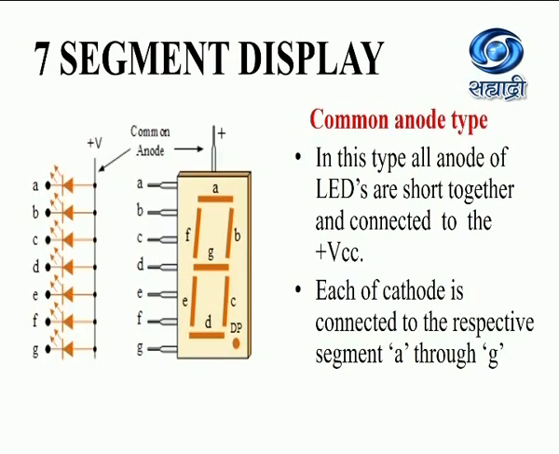Next type is common anode type. Here if you observe, again 7 LEDs are there, whose cathodes are connected to the segments A, B, C, D, E, F, G. Then the anodes of all 7 LEDs are connected to the plus volt, that is common anode. In this type, all anodes of the LEDs are shorted together and connected to plus VCC, and each cathode is connected to the respective segment. That's why this type of display is called common anode type.